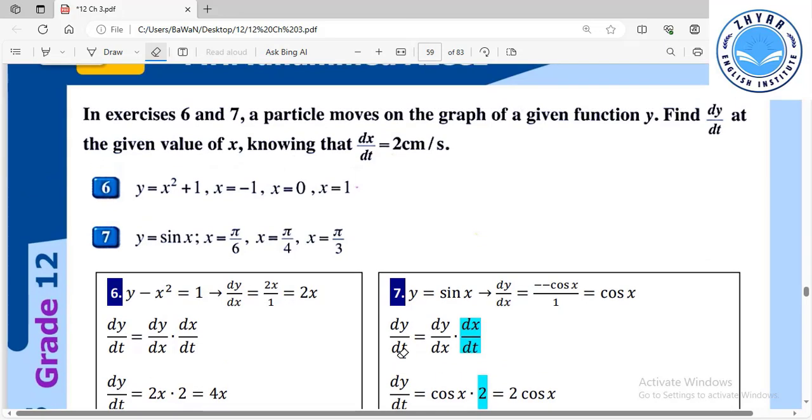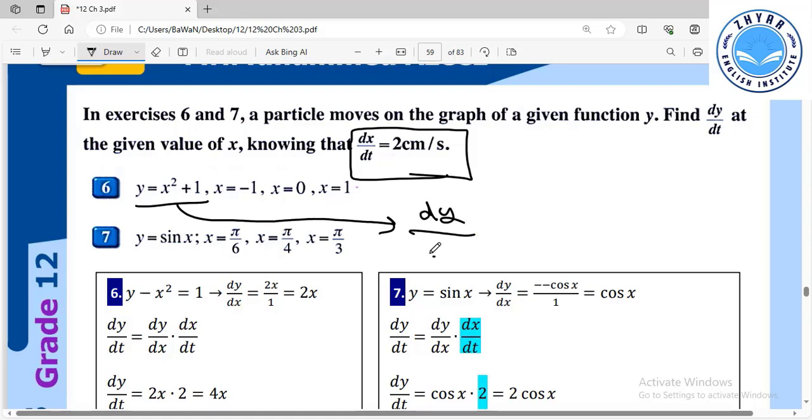Exact same idea. A particle moves on the graph of the given function y. Find dy/dt at the given value of x, knowing that dx/dt is 2. For questions 6 and 7, for both of them, dx/dt is equal to 2 whenever we need it. A function is given, so I use the function to find dy/dx, and then replace the value of x. We have 3 x's, that means we find dy/dx 3 times, 3 different values, and using dx/dt = 2 all the time to find dy/dt 3 different times.